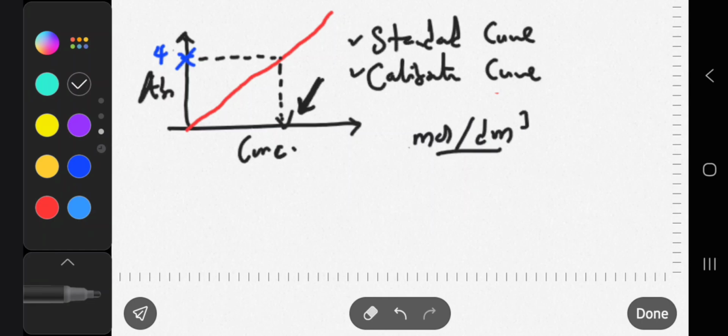Usually the path length, the distance traveled by the light through the medium, is given. You could have the path length, which is L. You could be given, let's say, the typical distance.